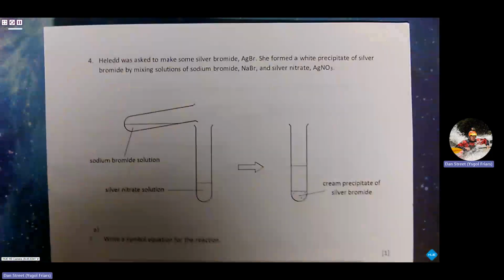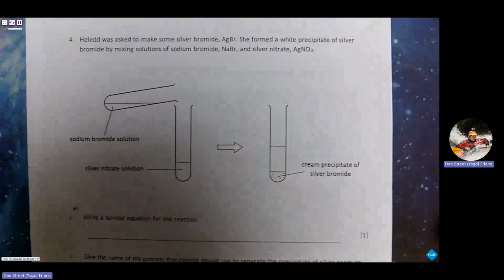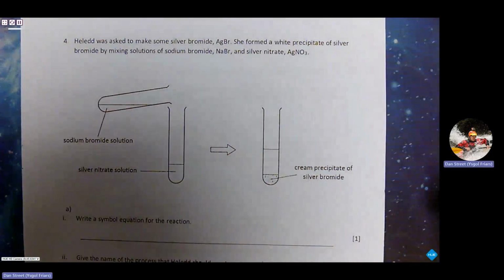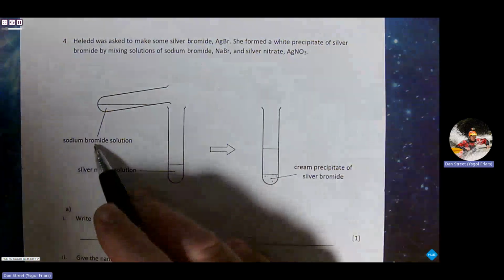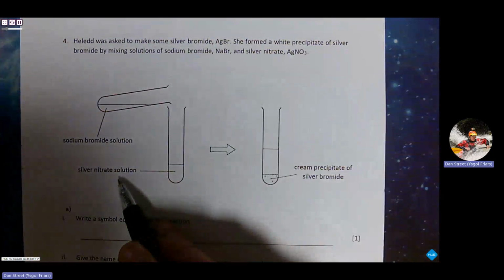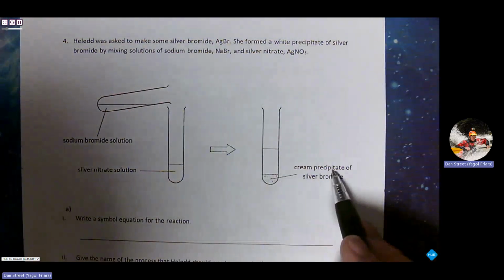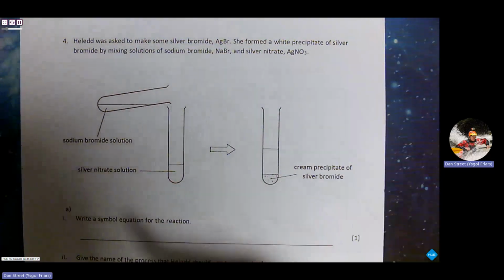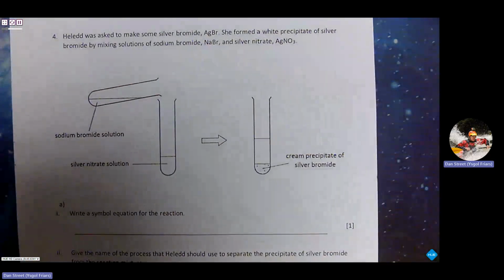Right, number 4. Heled was asked to make some silver bromide, AgBr. She formed a white precipitate of silver bromide by mixing solutions of sodium bromide and silver nitrate. So we've got the sodium bromide solution going into the silver nitrate, and that creates a precipitate of silver bromide. Okay, so write a simple equation for the reaction.